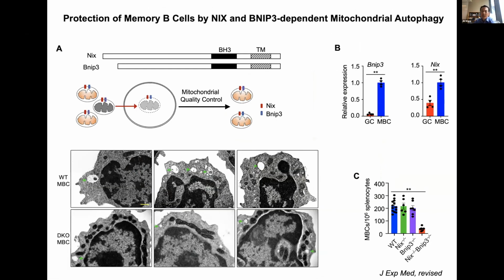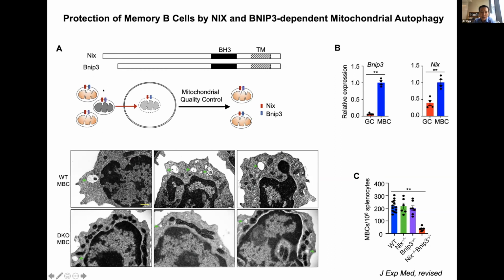We recently finished a study for memory B cells, and we deleted NIX and BNIP3, two homologous molecules that function similarly. So we have to delete both together to see an effect. This is a memory B cell, and if you look at the cells, you can see mitochondria outside in the cytosol.